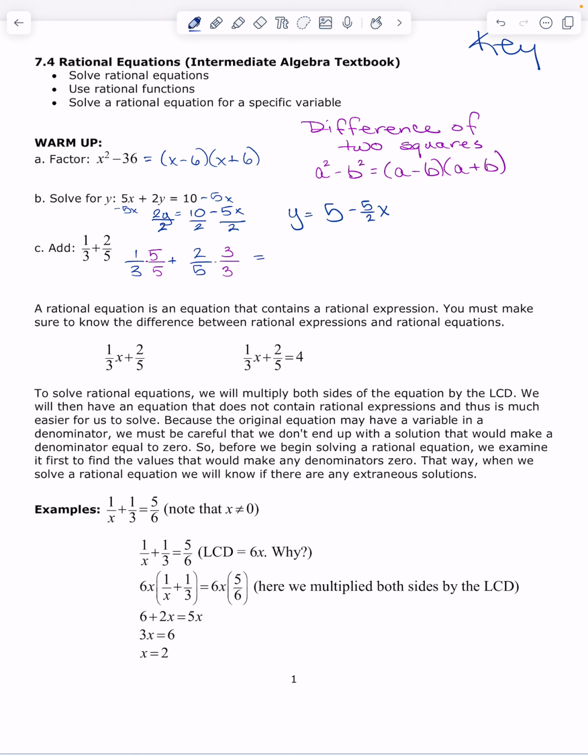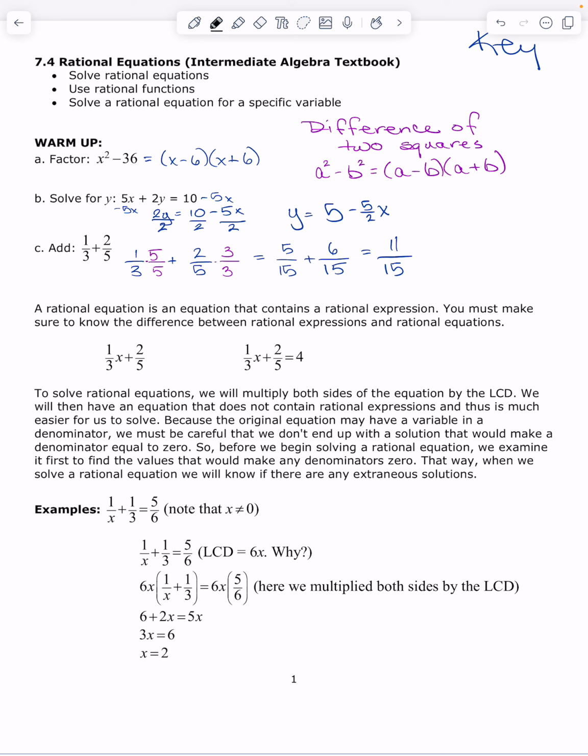When we multiply fractions, we multiply straight across. No stinking butterfly method or whatever mnemonic you were taught, whatever little trick. No. Multiply fractions straight across. Okay.